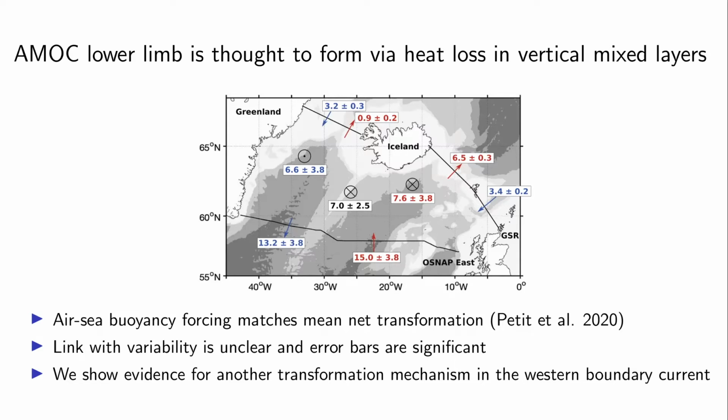Okay, so what I'm going to be talking about is evidence for another transformation mechanism in the western boundary current of the Irminger Sea to add to the way that we look at how the AMOC lower limb is formed.